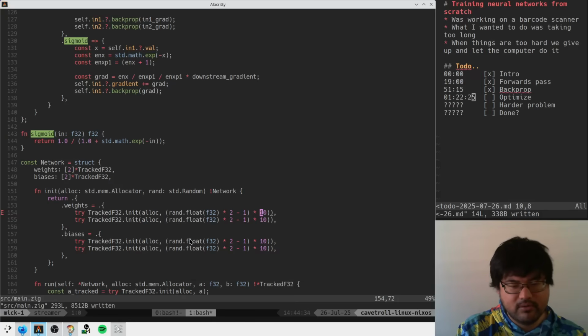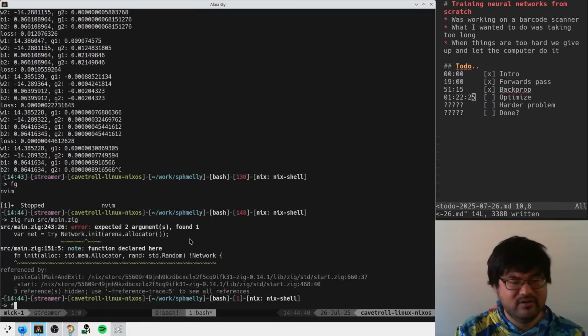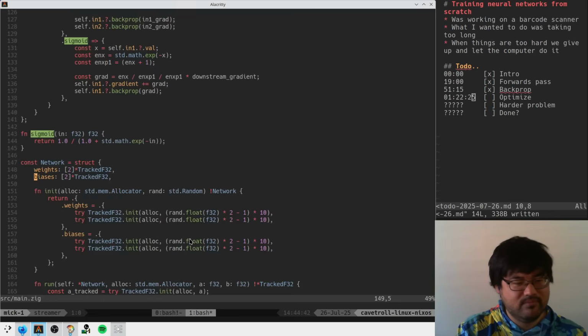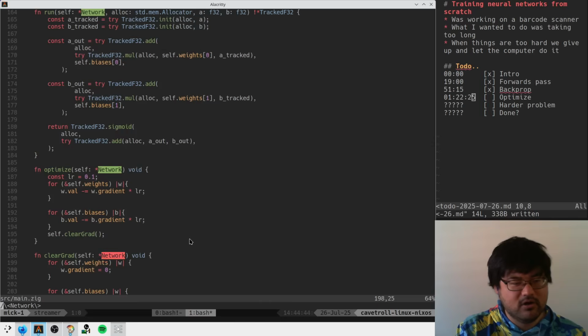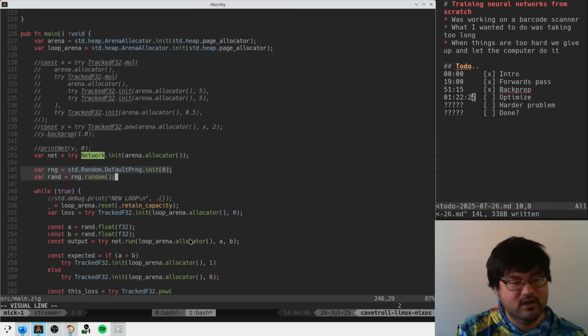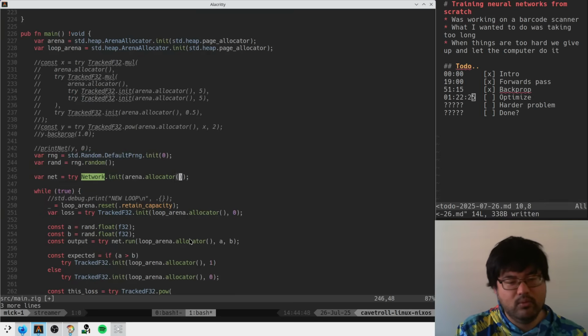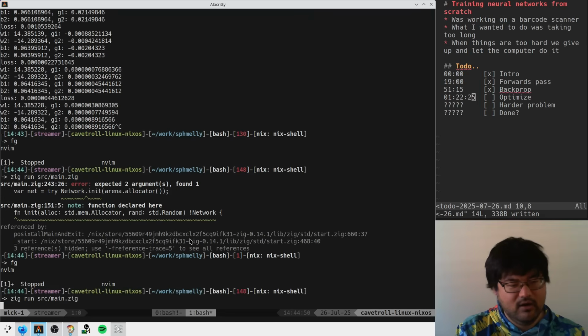How do I mess this up? Like this. Okay. Network initialize. So this guy should take in our RAND interface. Okay.